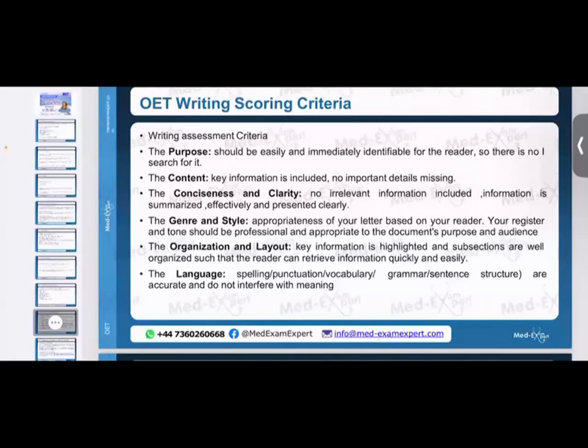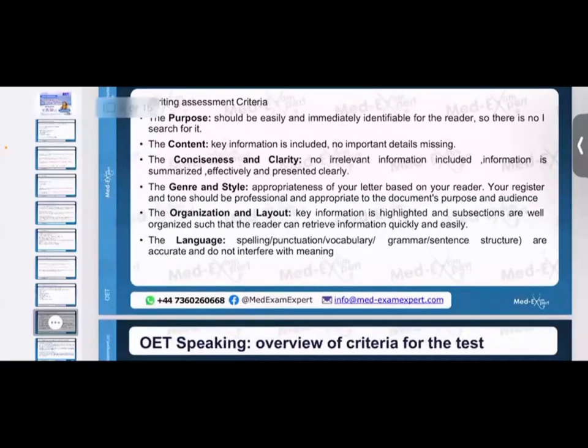Then the appropriateness of your letter based on your reader. Your tone should be professional and appropriate to the document's purpose and audience. So please make sure that you are writing appropriate things. Sometimes I go through letters in which the case notes have simple English, but the students have modified it in their own language. I wonder why they make this blunder. Always write simple and clear English, whichever is present in the case notes.